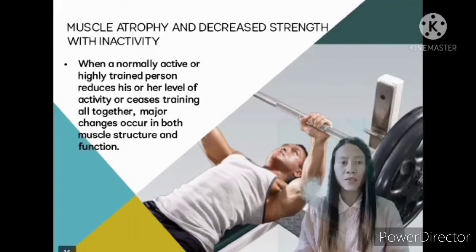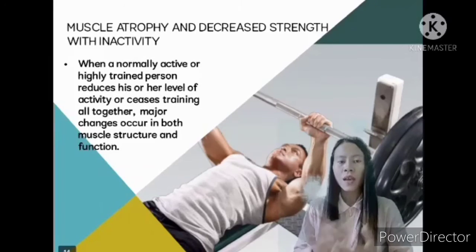Muscle atrophy and decreased strength with inactivity. When a normally active or highly trained person reduces his or her level of activity or ceases training altogether, major changes occur in both muscle structure and function.